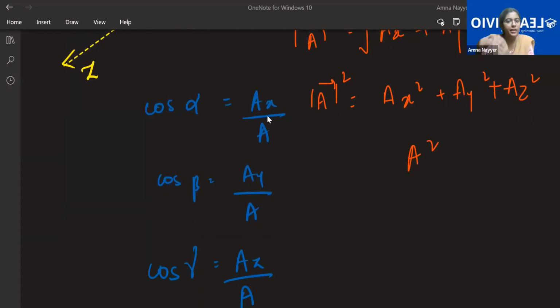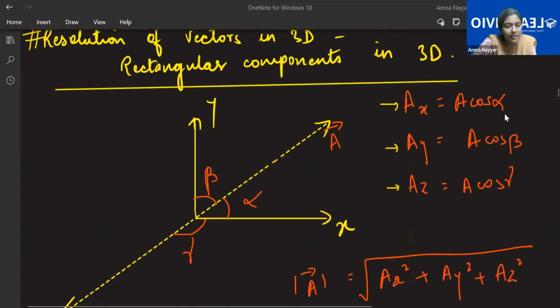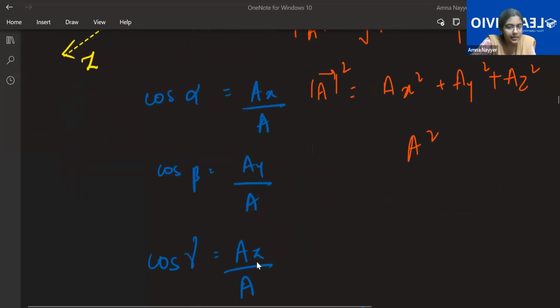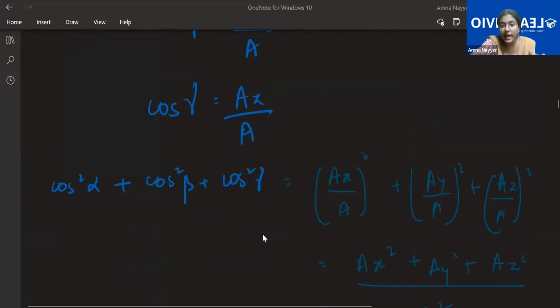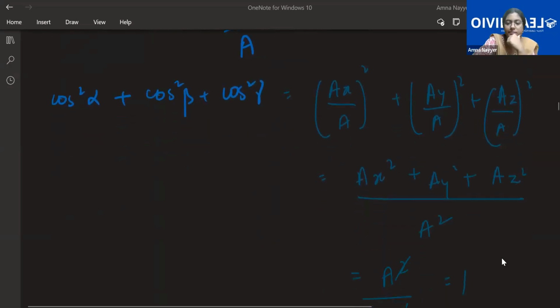Now cos alpha will be Ax by A. From where? From here only. If Ax is A cos alpha, then cos alpha will be Ax by A. Ax means the component along the x-axis, and A is the magnitude of the vector. That's how you get all these angles: cos alpha's value, cos beta's value, and cos gamma's value are Ax by A, Ay by A, Az by A. Now, when I square all of these, cos alpha, cos beta, and cos gamma, and add them, I'll get the answer as 1.